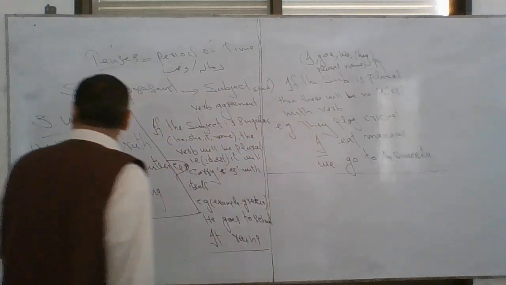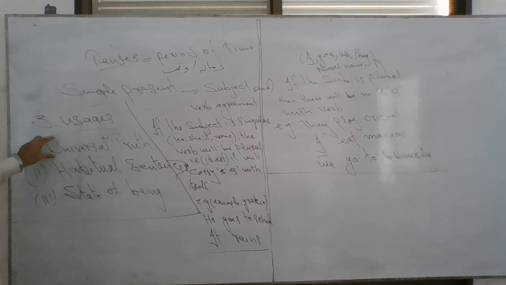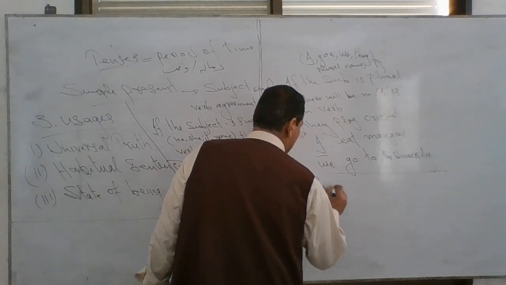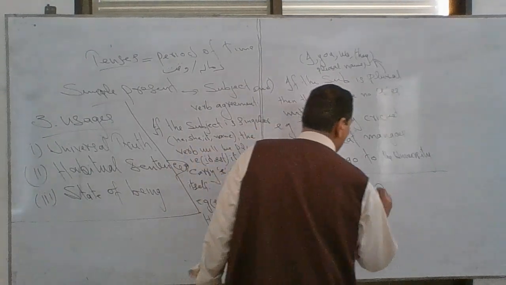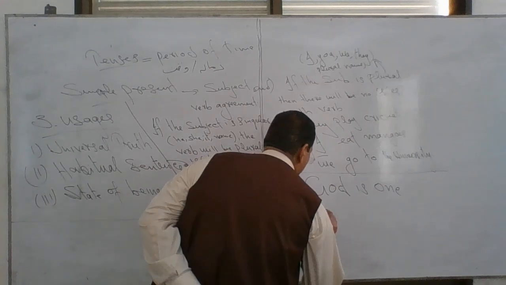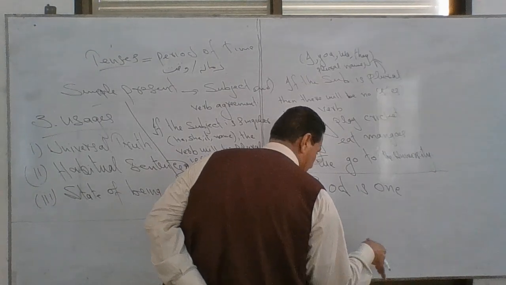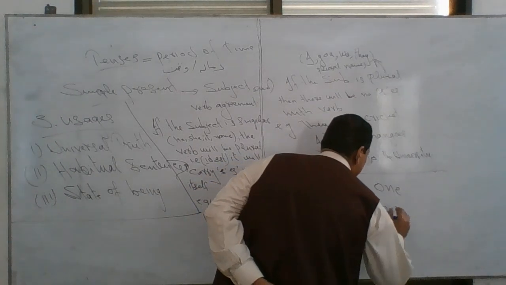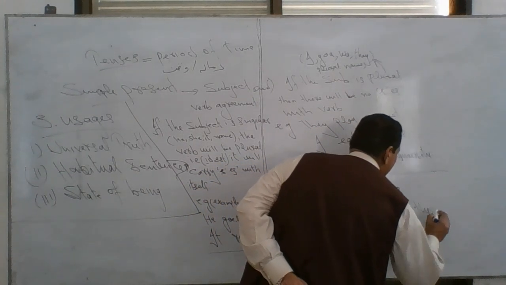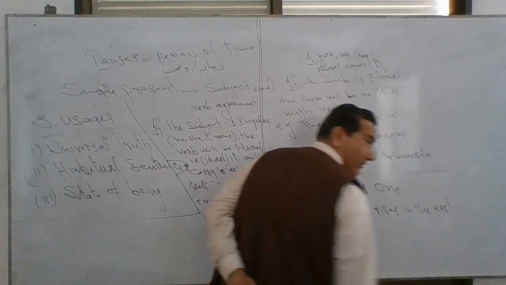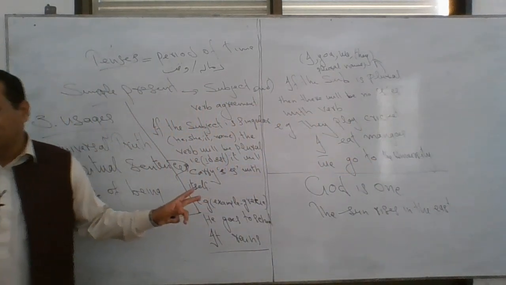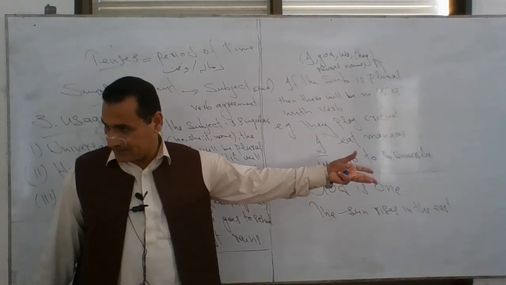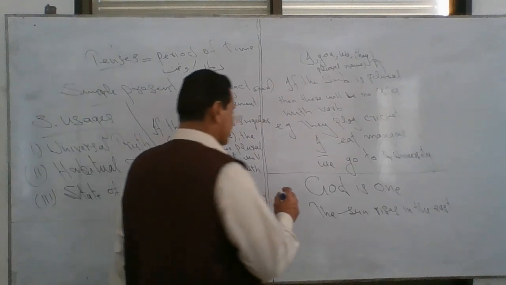Now, as I told you, we are using this tense for universal truth. For example, God is one. Or, the sun rises in the east, while living in Pakistan. Now the sun is singular, and rises is the verb with S. The sun rises in the east. Universal truths are there.